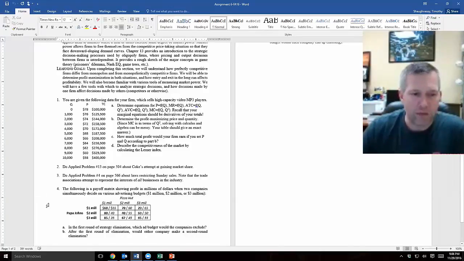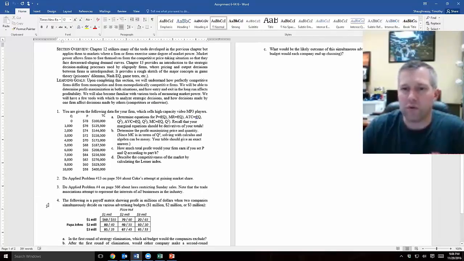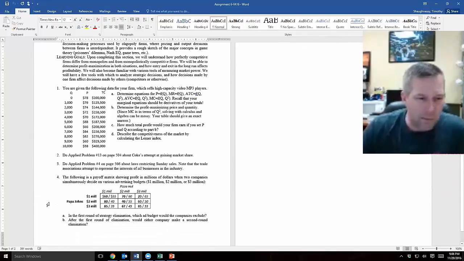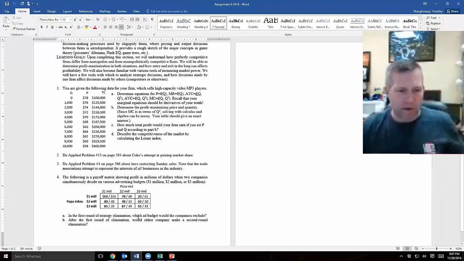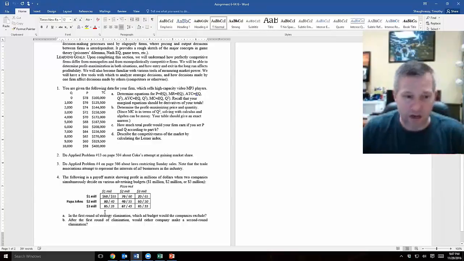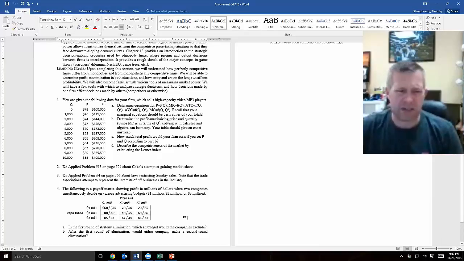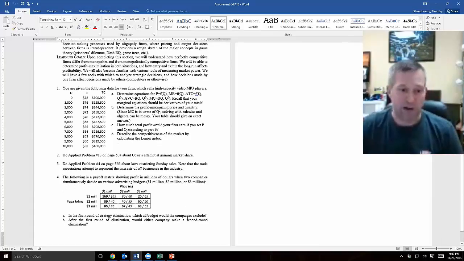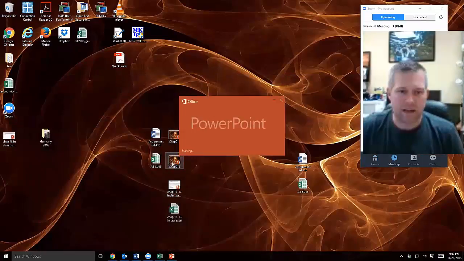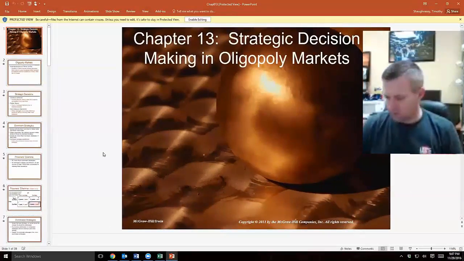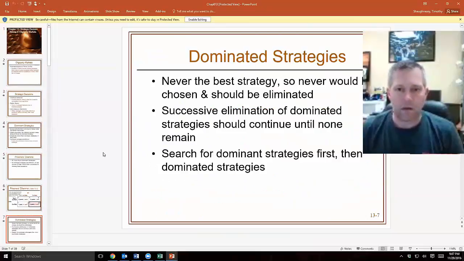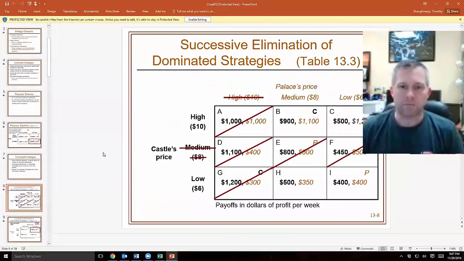Question 4, I can probably head off a few little confusing things, mostly because of my wording here about the first round of strategy elimination, second round of strategy elimination, and you might be curious what I mean by these different rounds of strategy elimination. So let me look at an example from chapter 13. And let's see, we had this example of the palace and the castle.